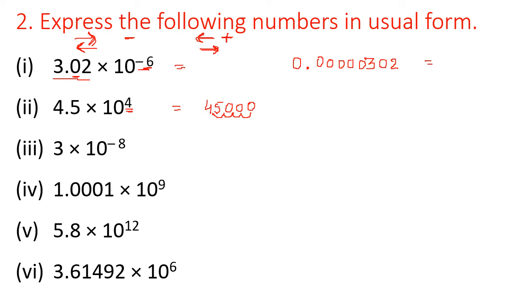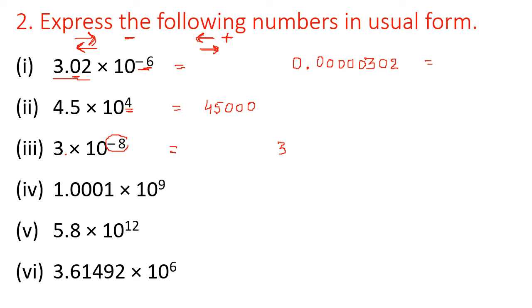So this number becomes 45,000. 4.5 times 10 raised to 4 is 45,000. So you understood the trick now. 3 into 10 raised to minus 8. I will write 3. Since there is no decimal point in this number, the decimal point comes after this.